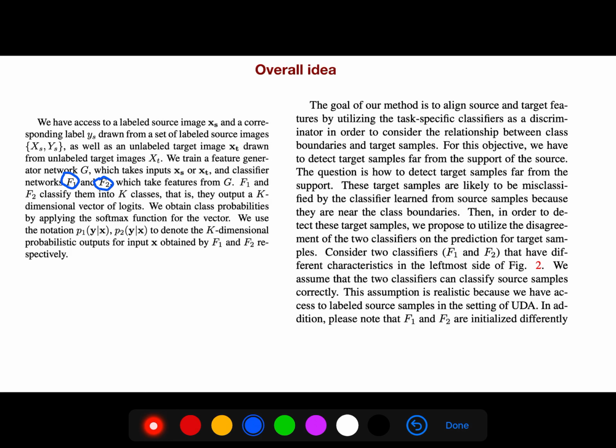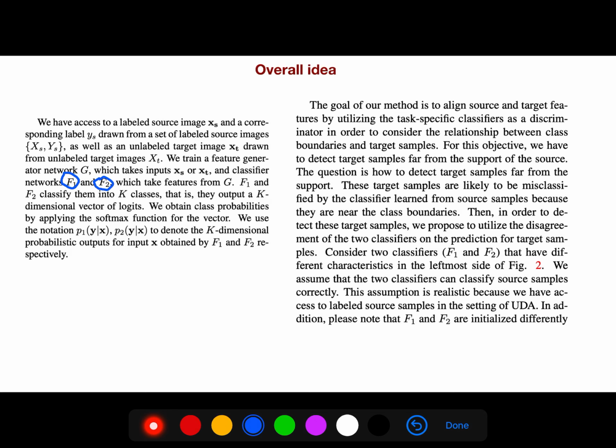We use the notation p sub 1 and p sub 2 of y conditioned on x to denote the k-dimensional probabilistic output for input x obtained by f1 and f2 respectively. The goal of our method is to align source and target features by utilizing the task-specific classifiers as a discriminator in order to consider the relationship between class boundaries and target samples. For this objective, we have to detect target samples far from the support of the source.